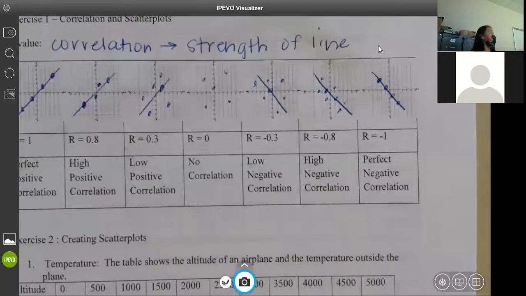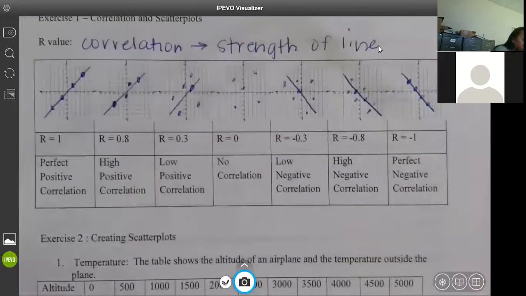So I'm gonna write this in a minute because I know that you're still copying. But there are 2 things that the correlation tells you. The first one is, is it positive or negative? Is it going to be a positive line or a negative line? And then it tells you how strong it is. Is it a really good line or is it kind of blah line? Okay. So 2 things it tells you.